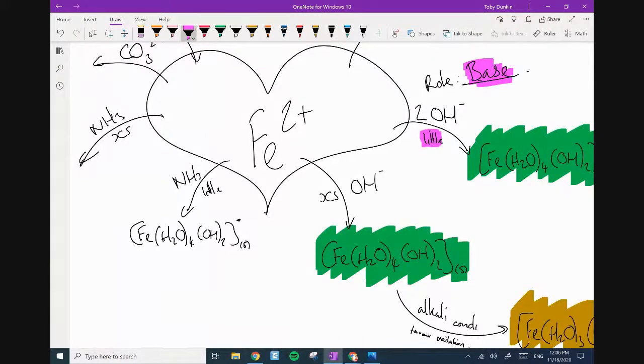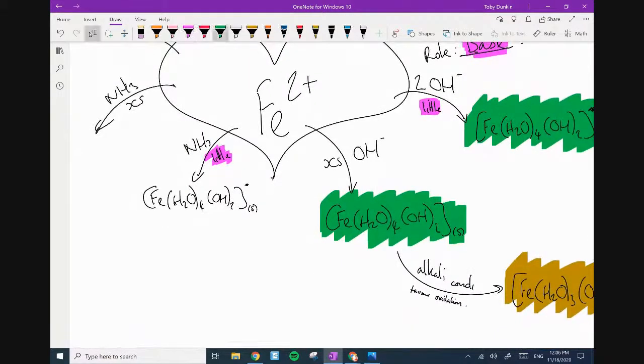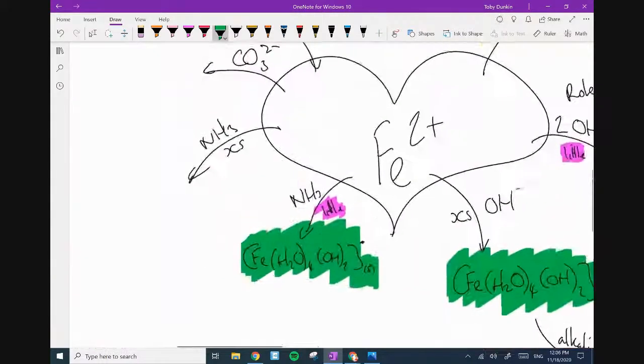And the ammonia, we know, can act as a ligand. It can act as a Lewis base, where it donates a pair of electrons to form a coordinate bond. But in these cases, it's acting in the same role. So we form the same snot green precipitate, and on excess it does the same thing.